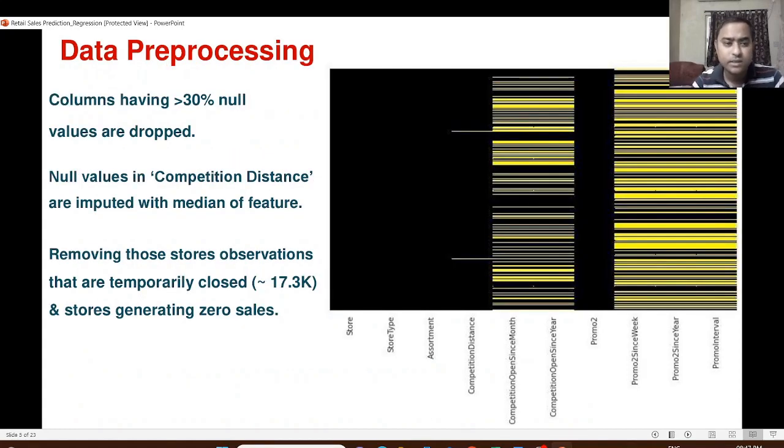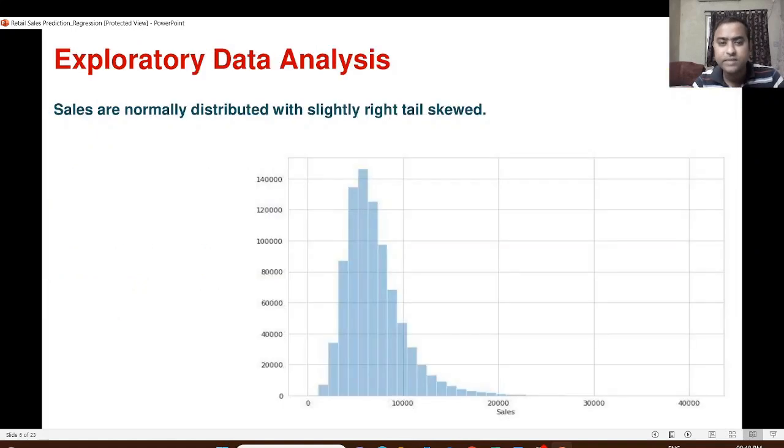Now, data pre-processing. Columns having more than 30% null values are dropped. Null values in competition distance are imputed with the median of the feature, removing those store observations that are temporarily closed and stores generating zero sales. Then exploratory data analysis. Here sales are normally distributed with a slightly right-skewed tail.